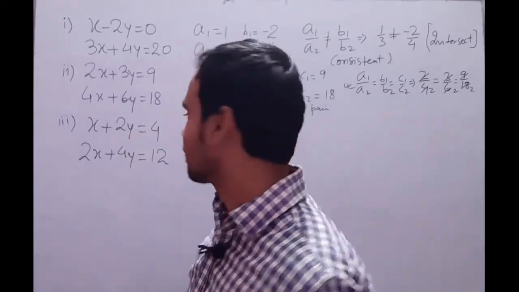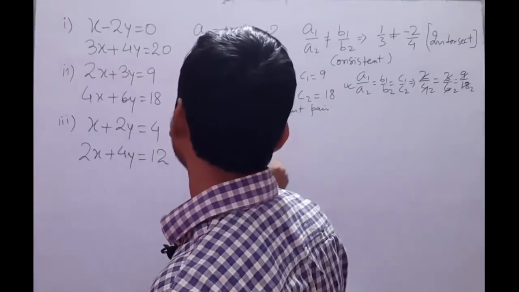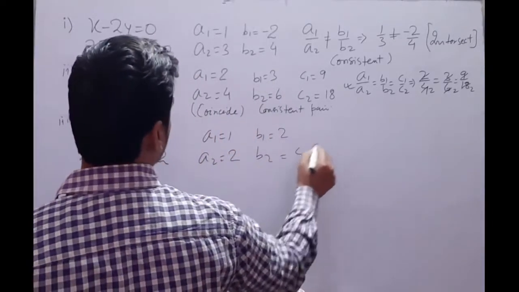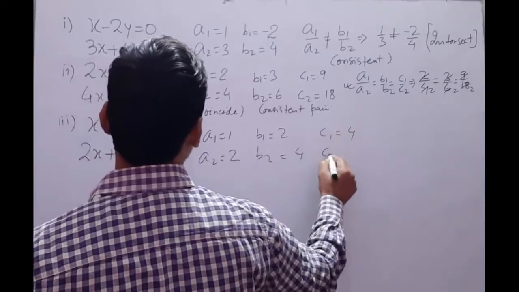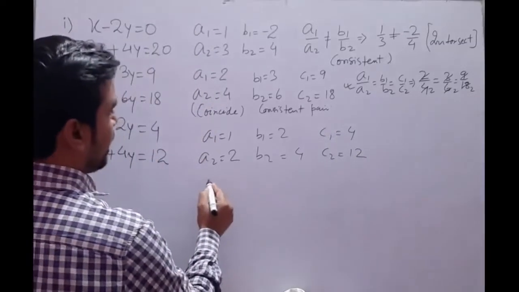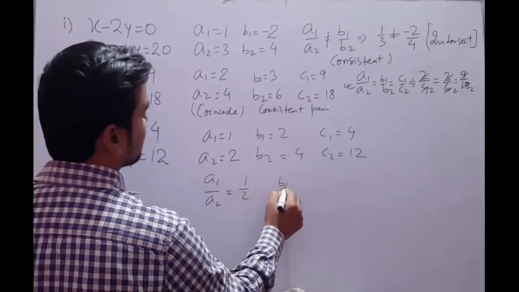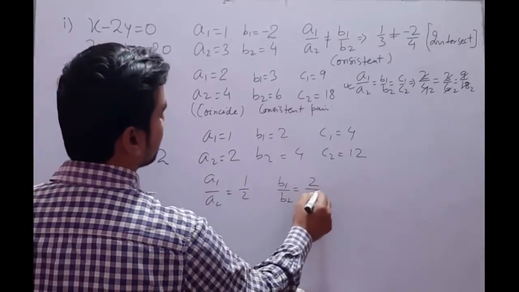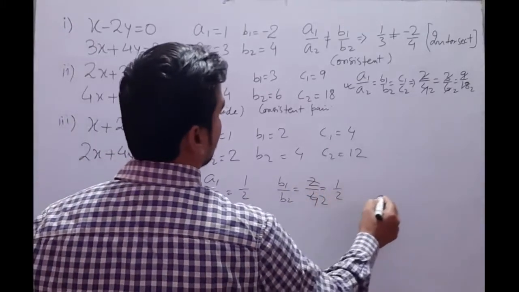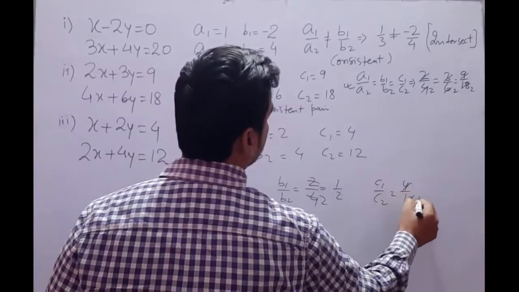In the third case, a1 we have 1, a2 we have 2, b1 we have 2, b2 we have 4, c1 we have 4, c2 we have 12. So a1 by a2 is equal to 1 by 2, b1 by b2 is equal to 2 by 4, again 2 twos are 4, so 1 by 2, and c1 by c2 is equal to 4 by 12, it means 1 by 3.